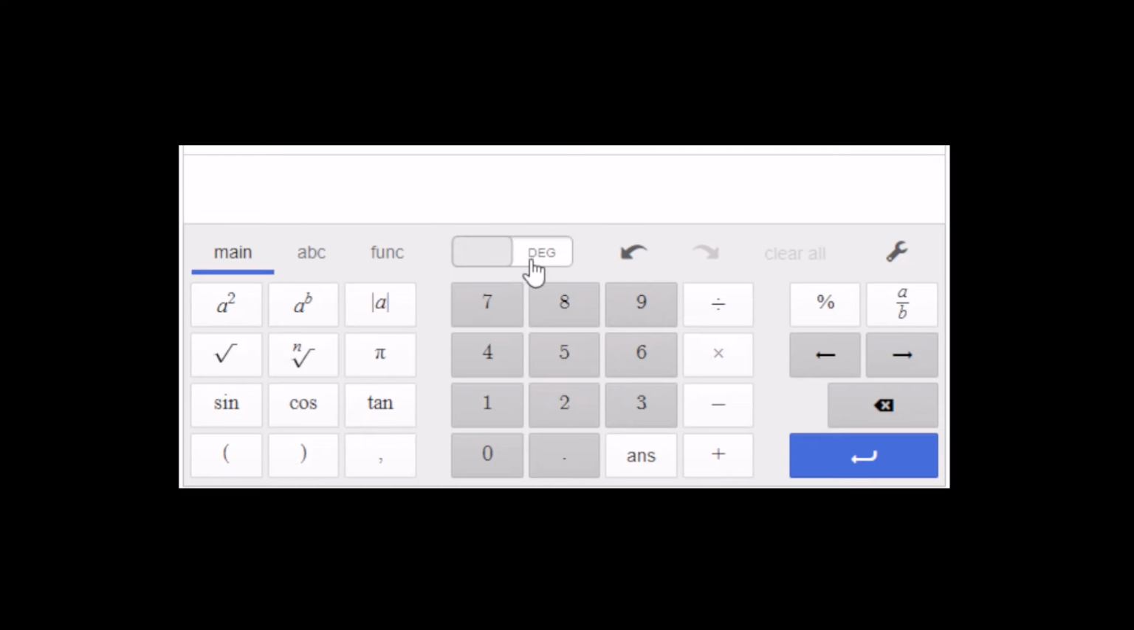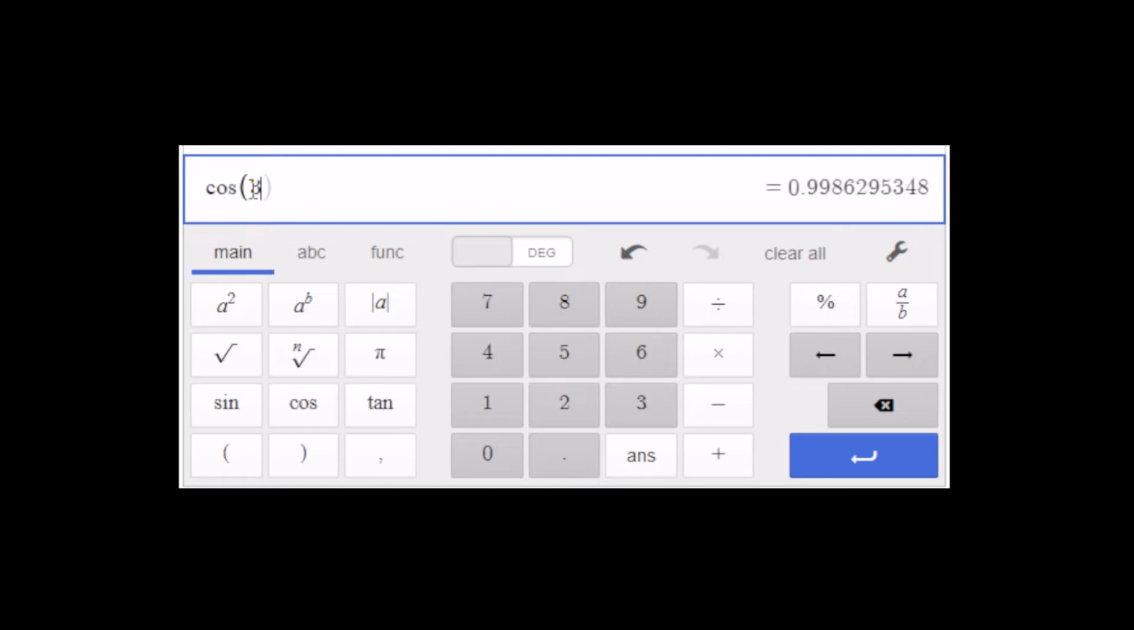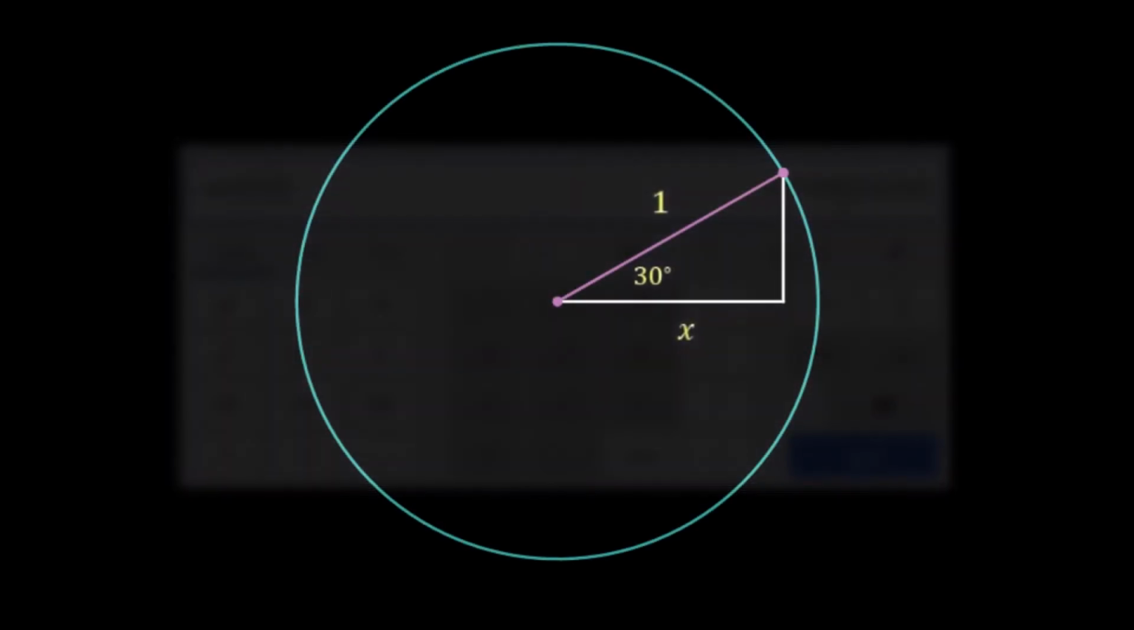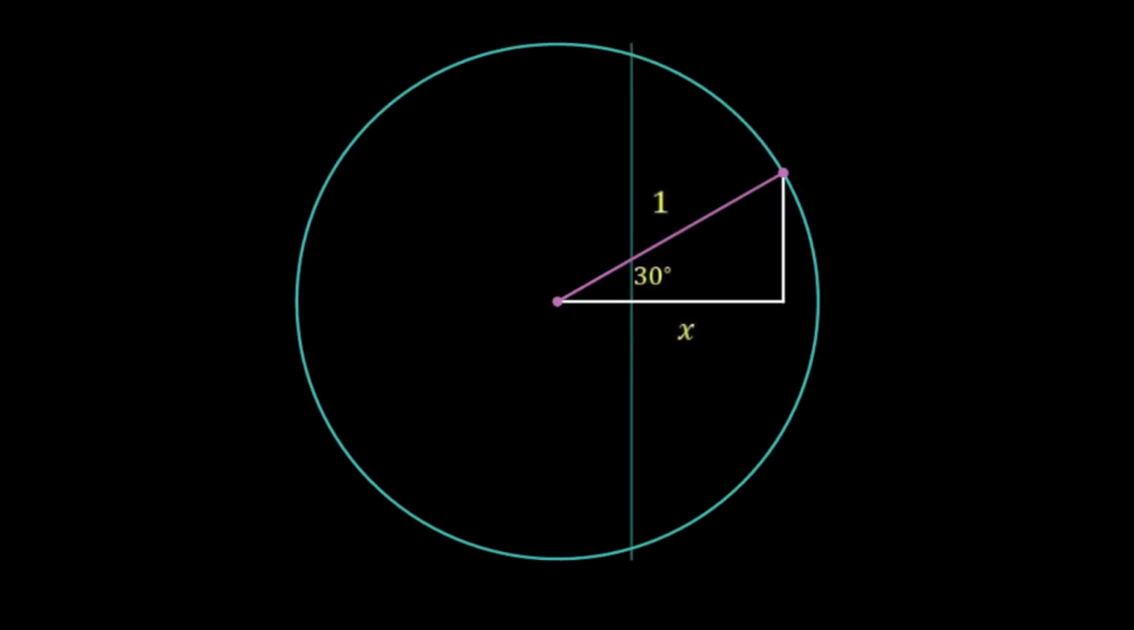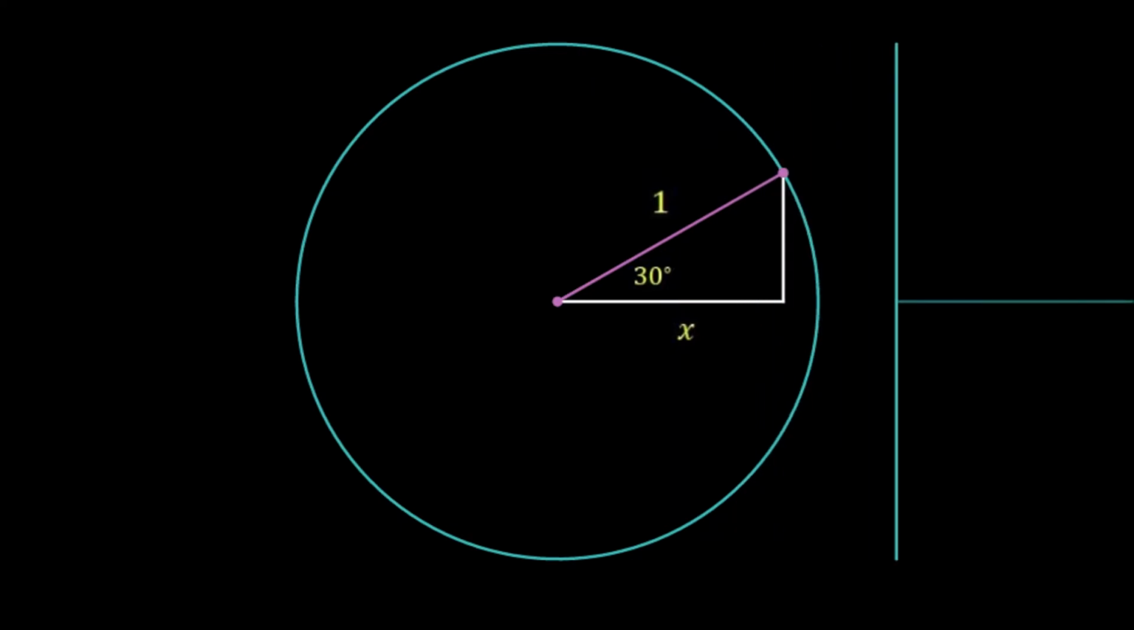Make sure your calculator is in degrees. We'll put in the cosine of our angle, which is 30 degrees. And this gives us the answer 0.866.